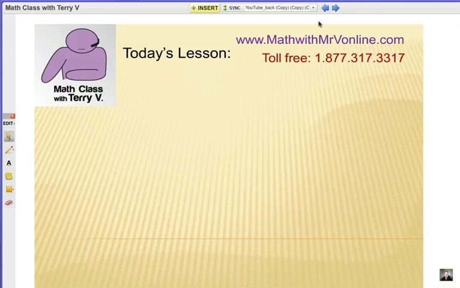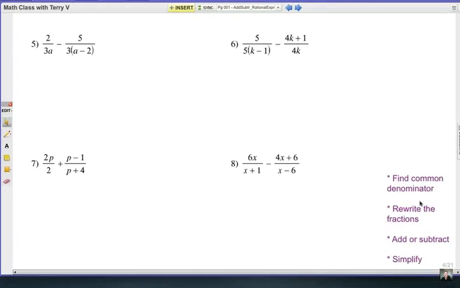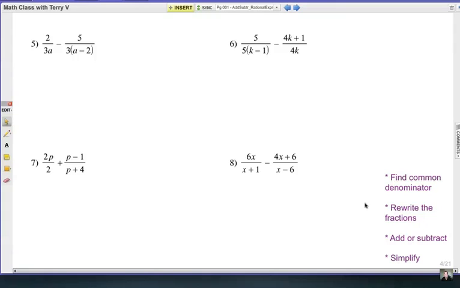And if you could make sure that you have a piece of paper handy, here's a review of the 4 steps. Find a common denominator. Then you're going to rewrite the fractions or write equivalent fractions. Then you're going to add or subtract as indicated there. And then you're going to simplify. Now for that simplification, we're going to have to do some factoring possibly and pull out some common factors. All right, if you know what to do, go ahead and hit pause. Otherwise, let's do the first one together.